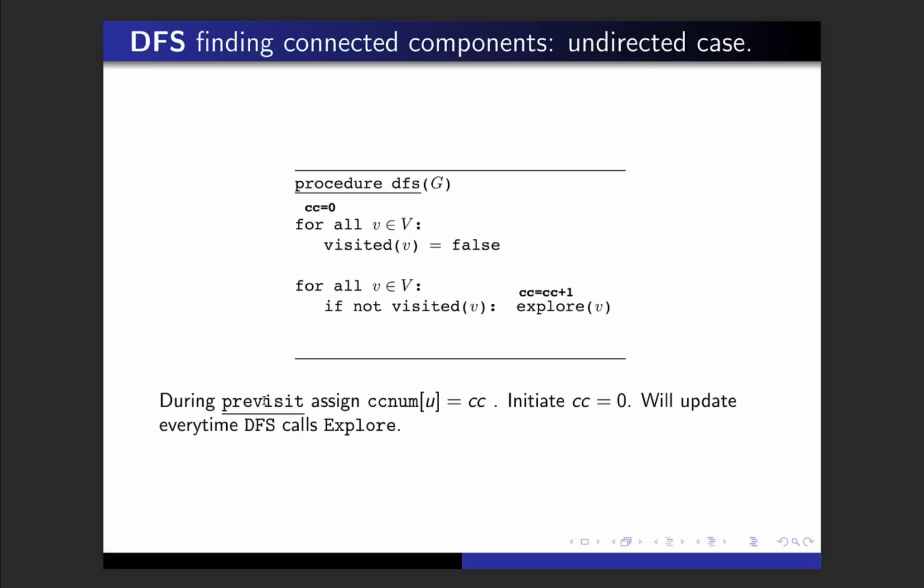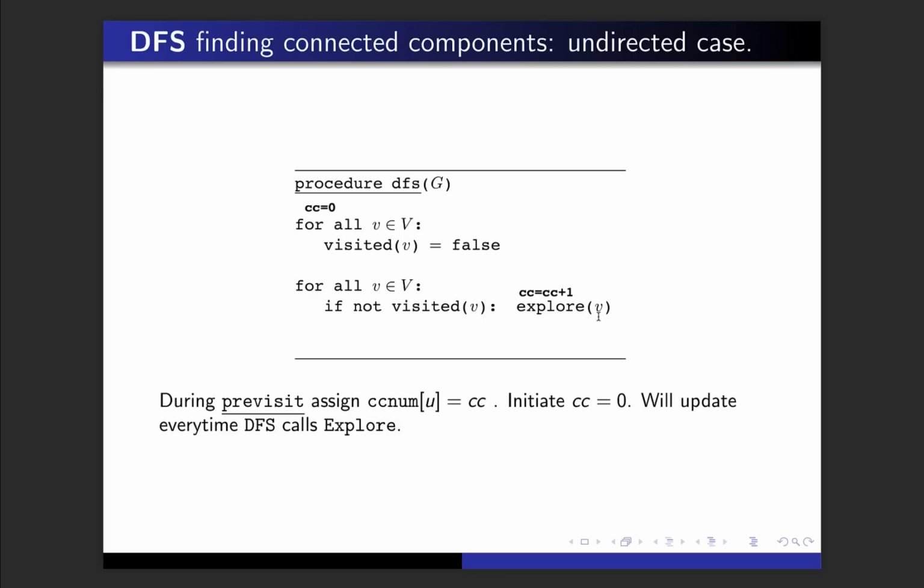Now, in the pre-visit procedure, within the explore, you can assign a label to the vertex that you can name in any way you want. I use CC_num, and you just save the current value of the CC variable. So you initiate this CC at 0, you update this in the outer loop every time you visit a vertex for the first time, in the outer loop, in the for loop.